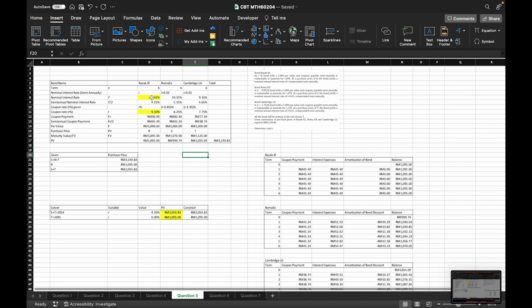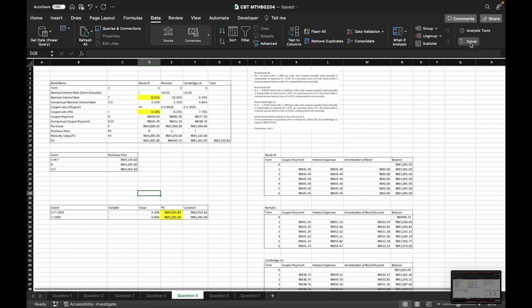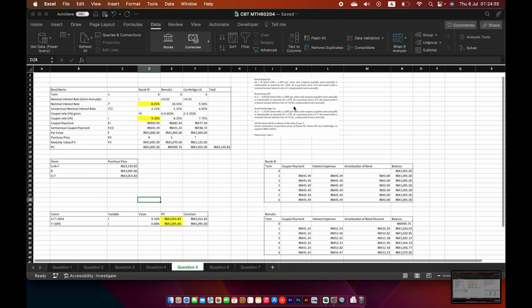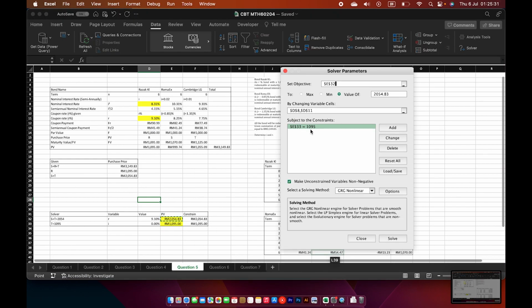We wanted to obtain I and R. We are using Solver for this question because there are 2 variables, R and I. Solver is under Data, then Solver. We need an equation to equal a constraint value. That means we need an equation to equal a value.